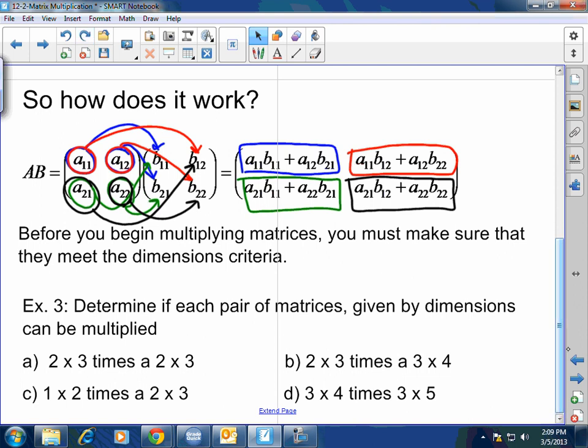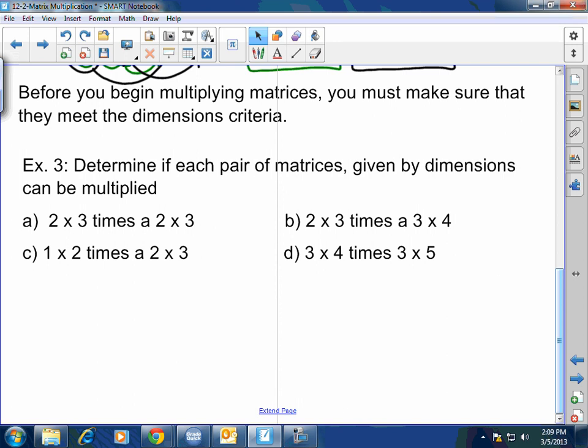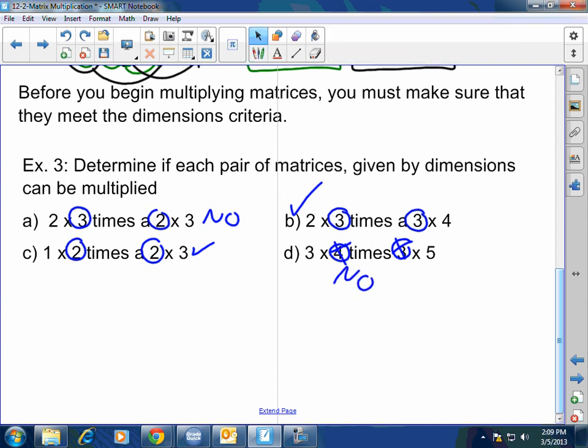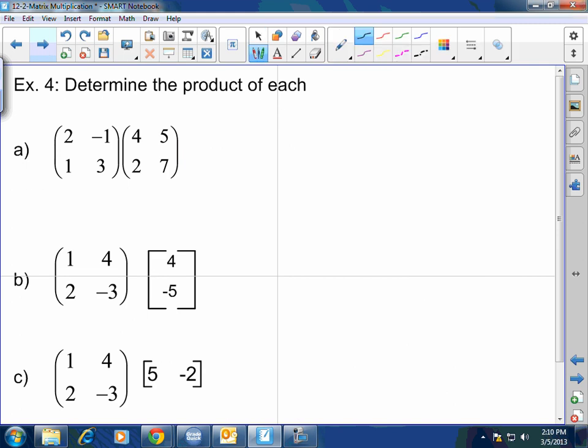So before we even start practicing this, let's see if you understand what that means. Determine if each pair of matrices given by dimensions can be multiplied. Can I multiply A? No, the columns do not equal the rows. How about B? Yes. Columns equals the row. C? Columns equal the rows. Yes. D? Columns do not equal the rows. No. We're good? Okay. Let's knock this out then.